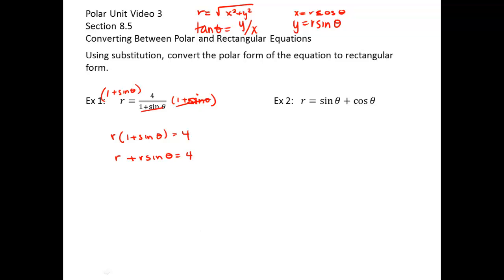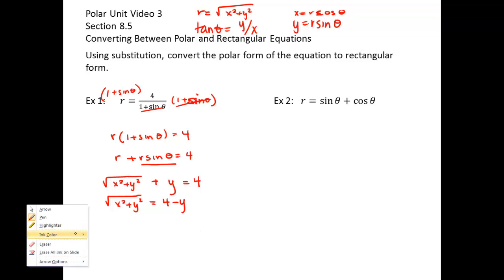Now since my goal was to get rid of the r's and thetas and replace them with values of x and y, I know that r is actually equal to the square root of x squared plus y squared, and r sine of theta can be replaced with just a y, equals 4. To simplify this further, so we can put it into something that would actually be useful when we graph it, I want to subtract the y to the other side, leaving me with the square root of x squared plus y squared equals 4 minus y. To get rid of the square root, I'm now going to square both sides.